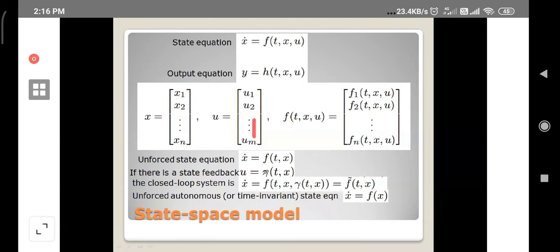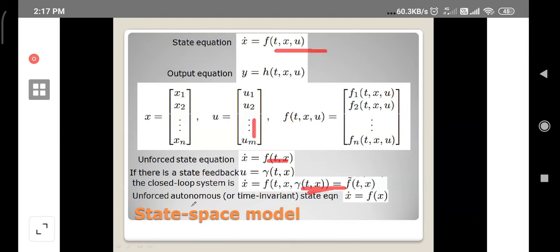Suppose there is a state feedback u which is a function of t and x, time and state. When we substitute u into this equation, the first equation we wrote, which had time and state, t and x, and in place of u we substitute gamma of t, x. Then it is another function, f tilde of t comma x.